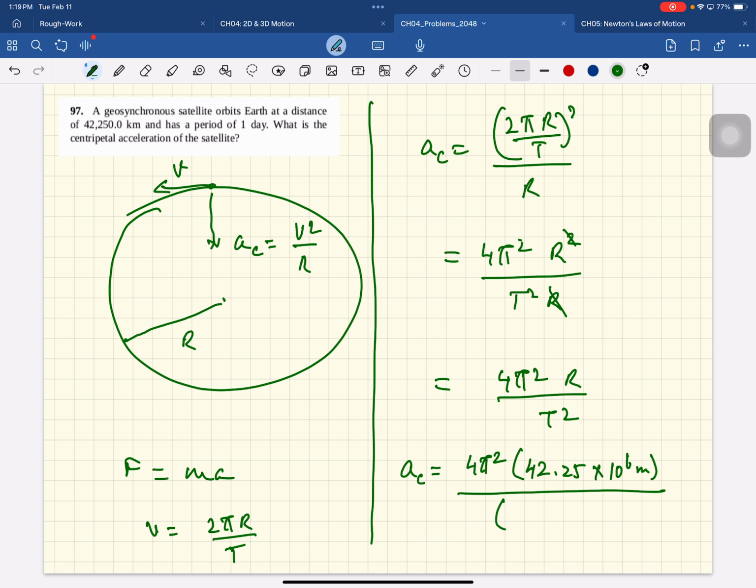And the period is, what is the period? 24 hours. And each hour is 3,600 seconds. Okay. So we'll make that 3.6 times 10 to the power 3. That gets squared. That'll kill that. So the centripetal acceleration is 4 pi squared into 42.25. I'll do it on the next page.